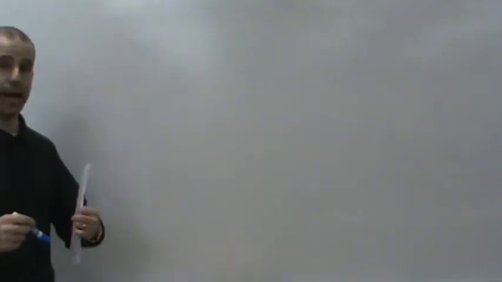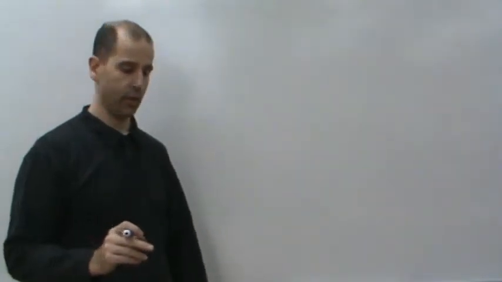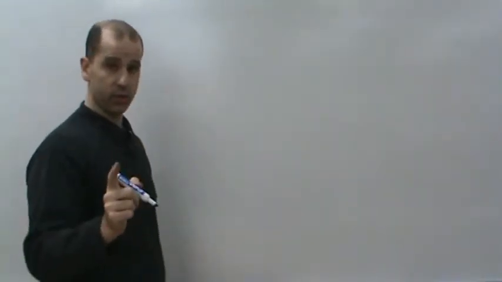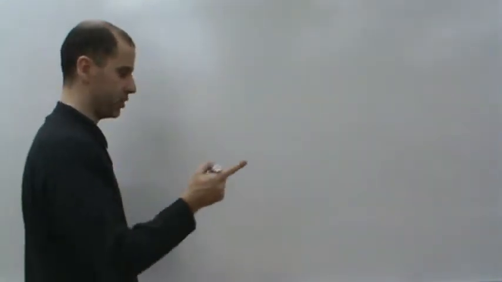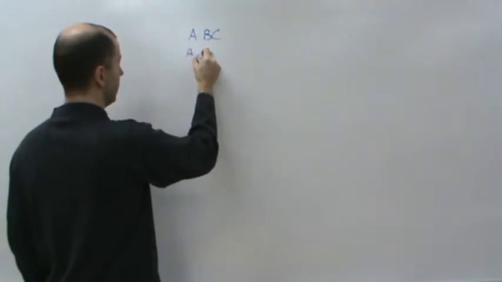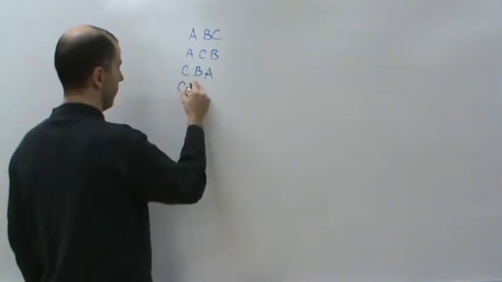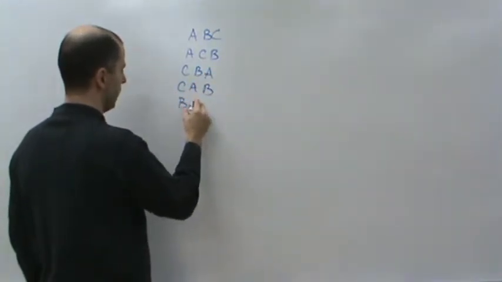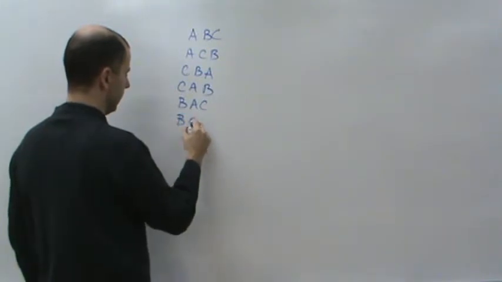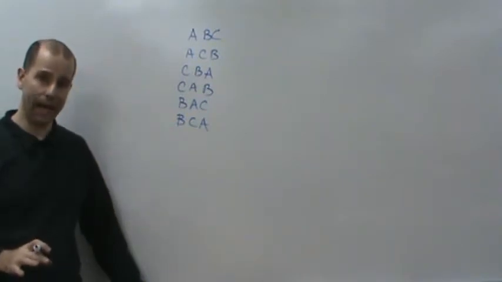If I want to know an unordered arrangement, so order doesn't matter, then I'm not dealing with permutations anymore. I'm dealing with something called a combination. I'm going to use this as an example. When we deal with permutations, order matters. So ABC is different than ACB, which is different than CBA, CAB, BAC, and BCA.